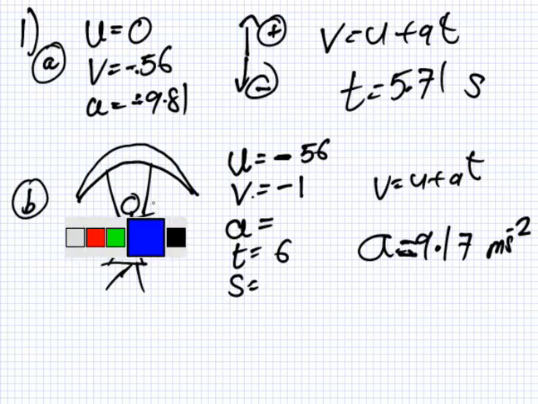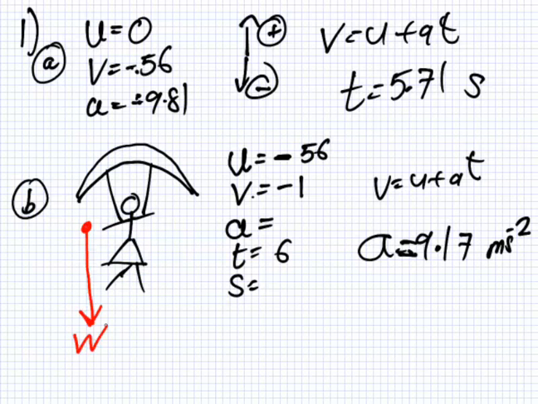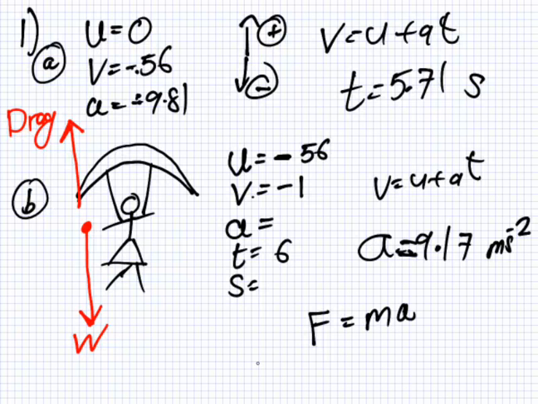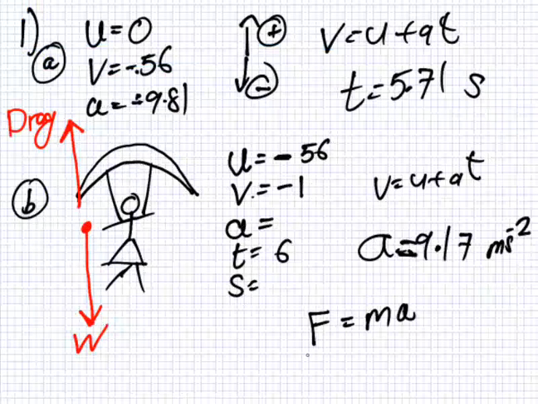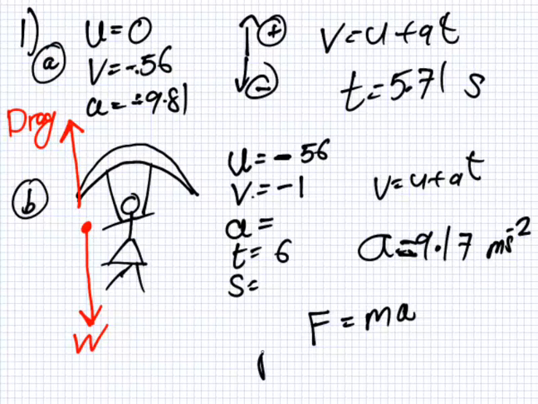If she was falling, what should her acceleration be? 9.81. It should be 9.81, but it's not. It's 9.17. There are two forces on her. What are the two forces? The weight and the drag, or lift, or whatever you call it. So, if I say F equals MA, I should have minus W.